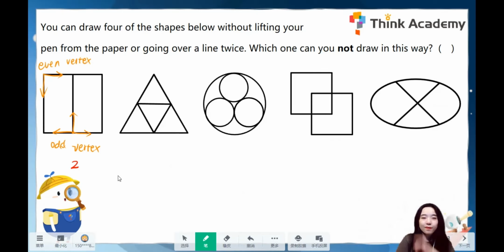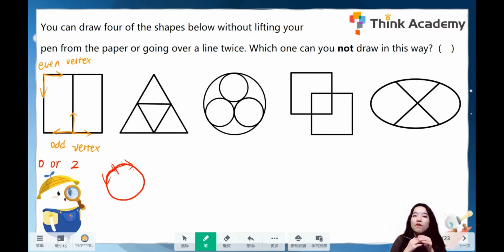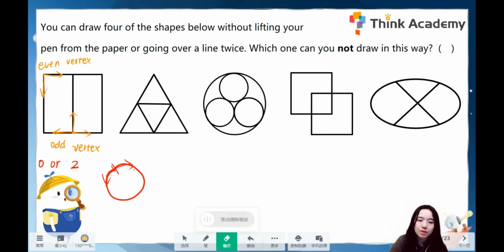But for a circle, you can notice that no matter which point you are studying, there will be 2 lines extending to different directions. So if there is no odd vertex, we can also draw that in one stroke. Here are 2 options if we want to ensure this shape can be drawn in one stroke. We will find 0 or 2 odd vertices.